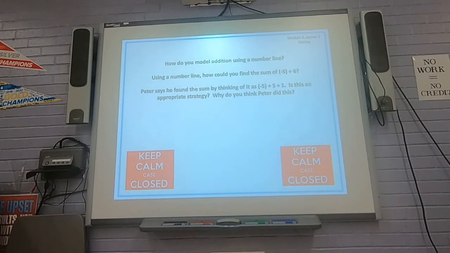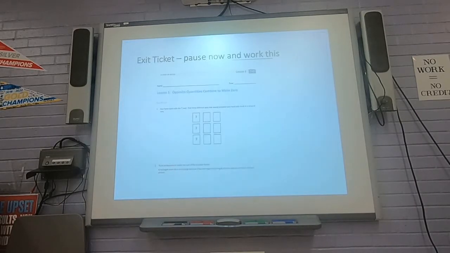Peter says he found the sum by thinking of it as -5 plus 5 plus 1. So the question is, is this an appropriate strategy? It is, because 5 plus 1 is 6. So they just found a different way to say 6. You'd get the same answer. Why did he do that? Because 5 and -5 gave you 0, so he easily was able to get the answer.